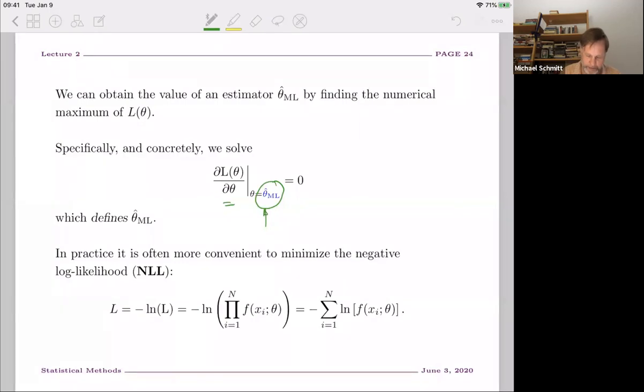Instead, you're clever, you take a logarithm, and you can stick a minus sign in front so that you minimize rather than maximize, and you can differentiate this relatively easily.